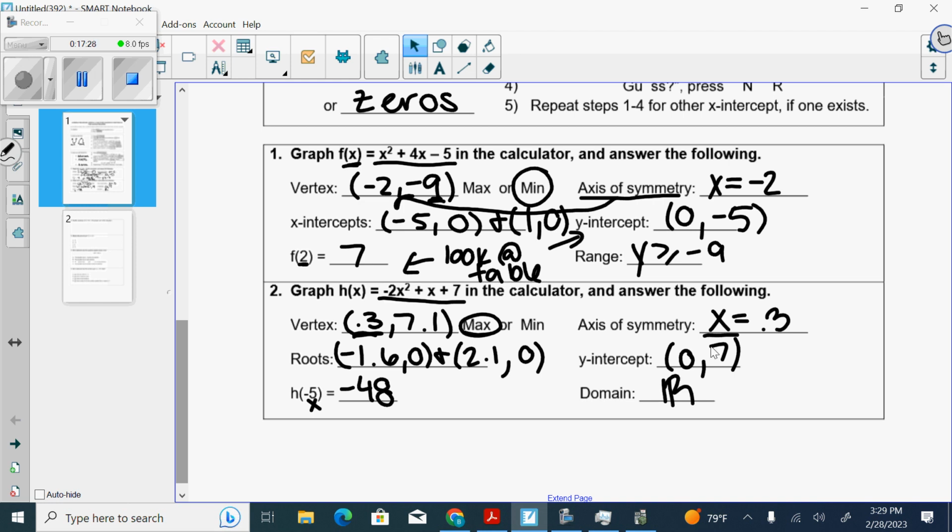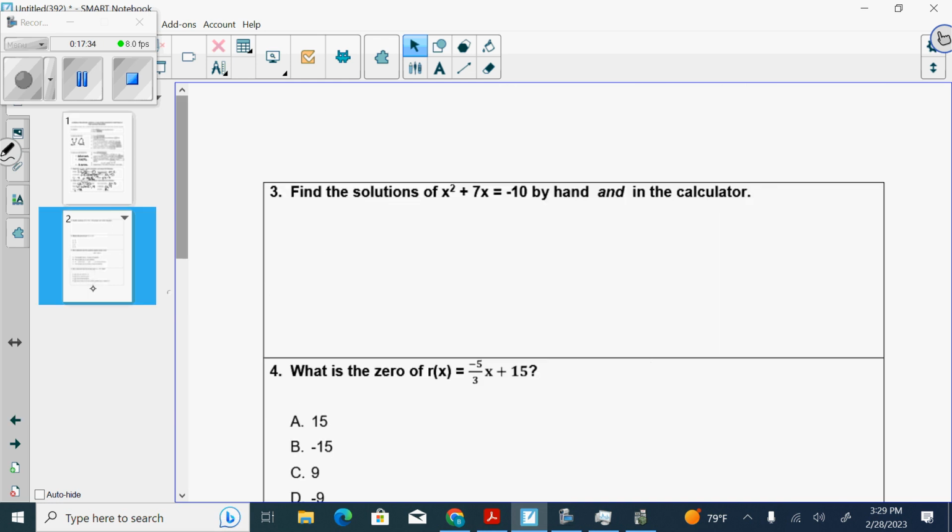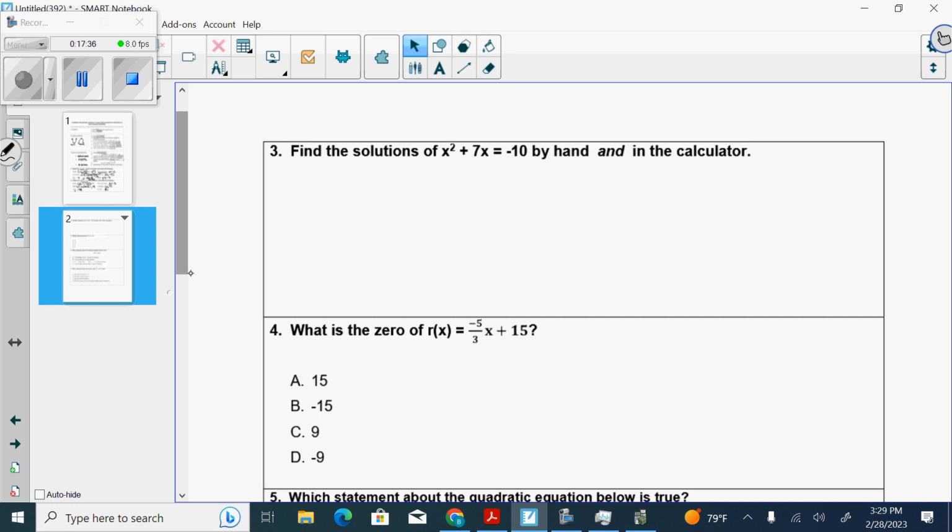Flip it over on the back. Now we're going to look at a couple questions where they're asking us just to find one thing, not all the things. So number 3 says to find the solutions. What does solutions mean? The same as? X-intercepts. Good. All right, so I'm looking for x-intercepts. They say find it by hand and in our calculator.